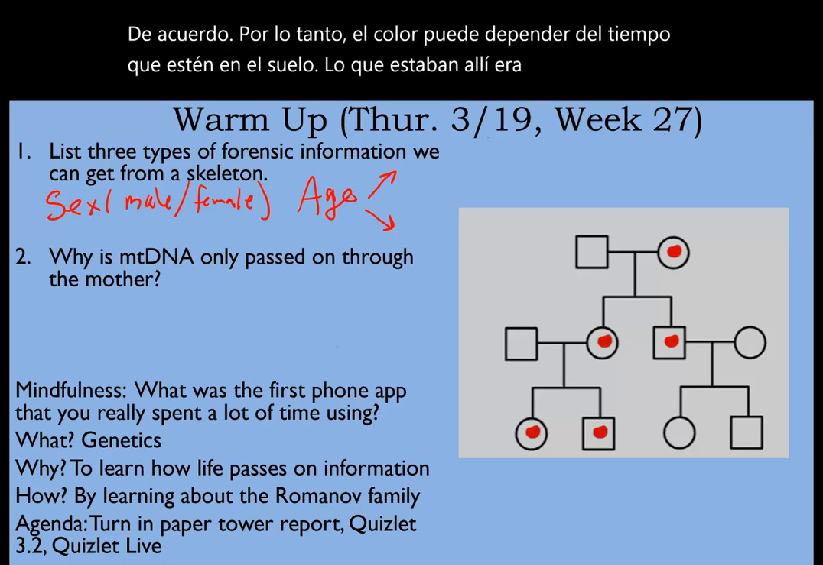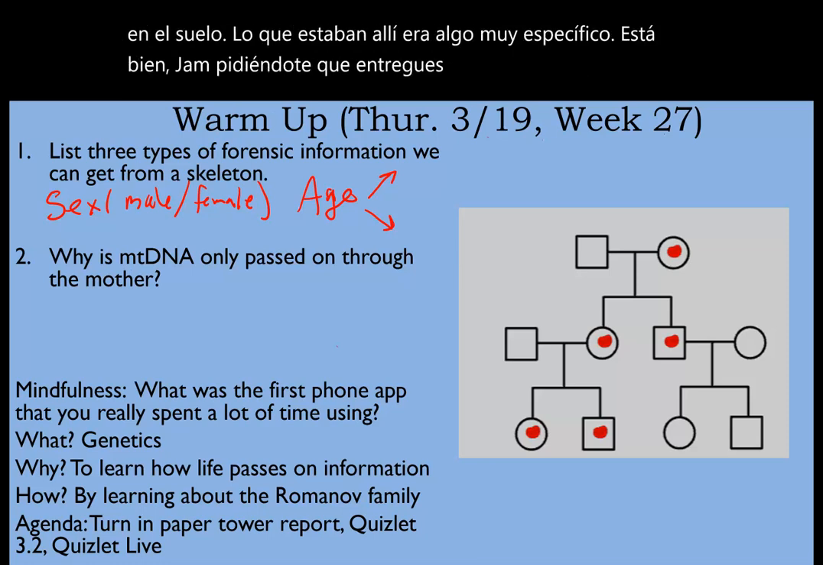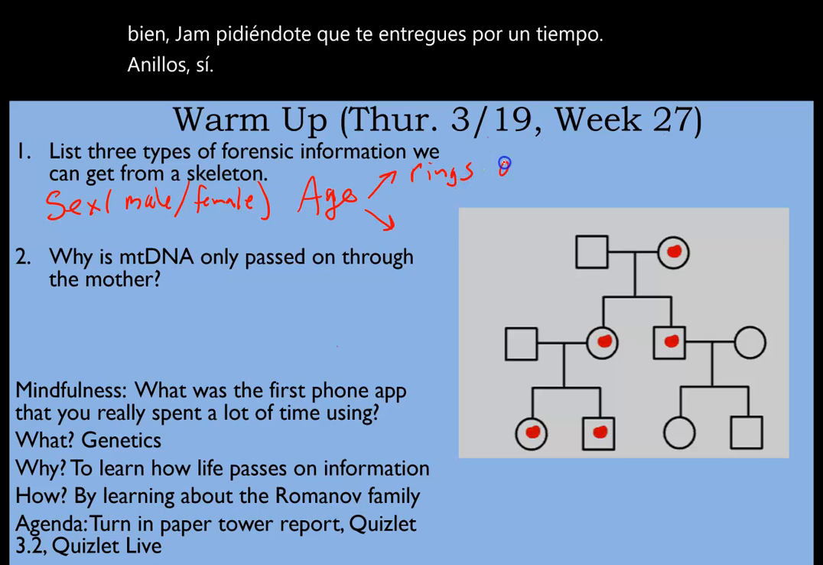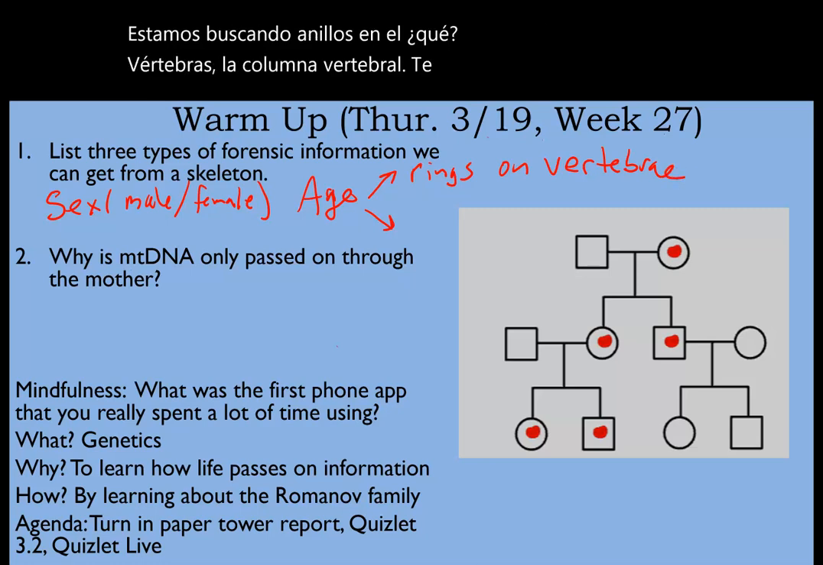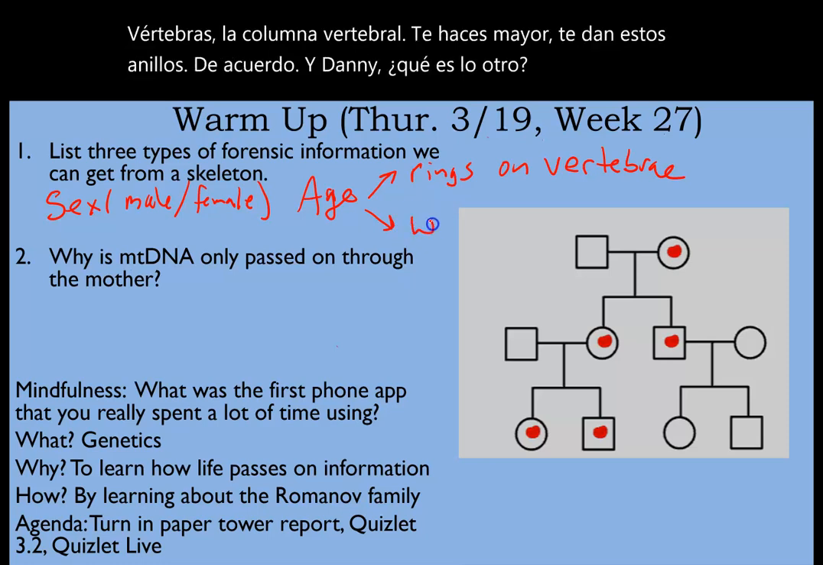Okay, Jeremy, I've seen your hand up for a while. Rings, yeah. We were looking for rings on the what? Vertebrae, the backbone. As you get older, you get these rings. Okay, and Daniel, what's the other thing? Wisdom teeth, yeah.